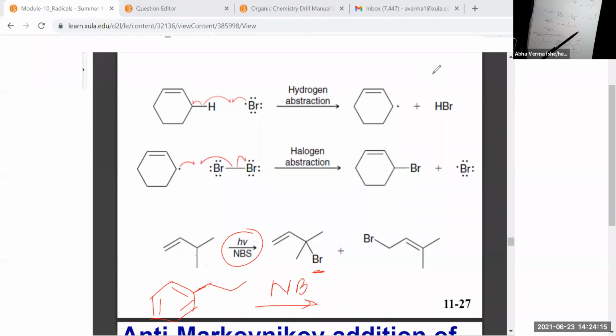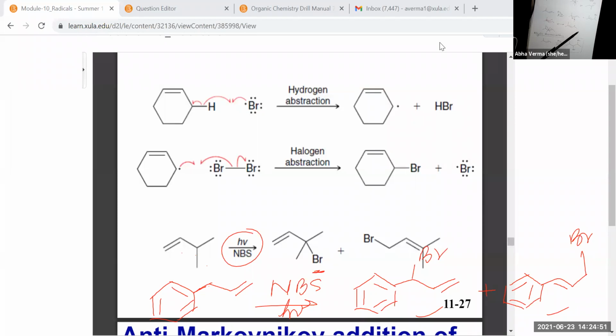So NBS and H nu or heat. What is the only product that I will see here? This is going to be the most stable radical, plus it will have the resonance structure right here. So both of these will form with my benzylic system also. Okay.